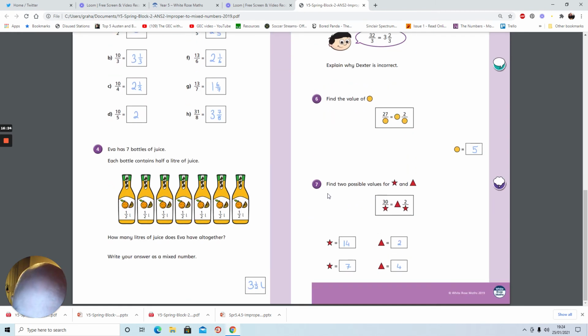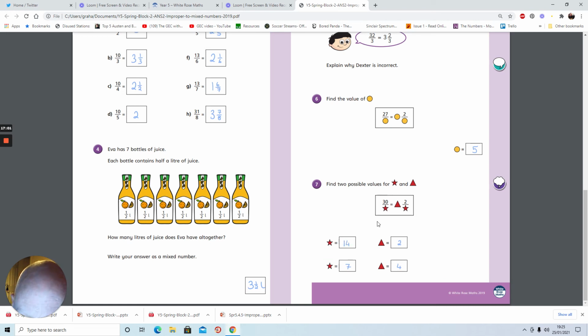And then lastly, we get this again, a really tricky one here, and it wouldn't surprise me if you had to come to the video to look at these ones, because they are difficult. It says find 2 possible values this time for the star and the triangle. Again, whatever number divides into 30, you need to have a remainder of 2.